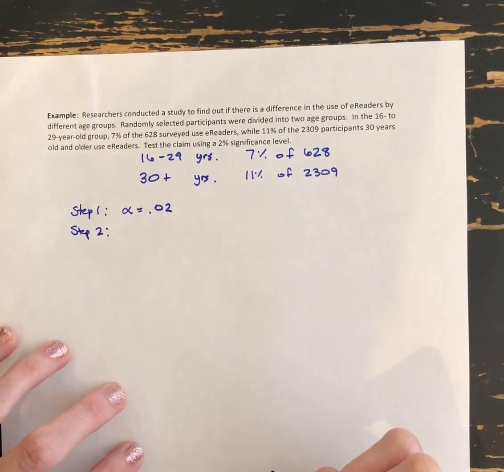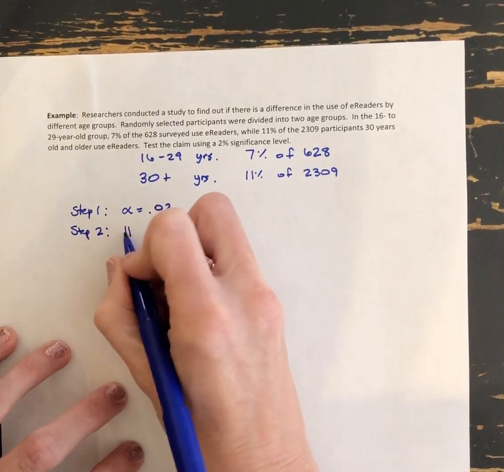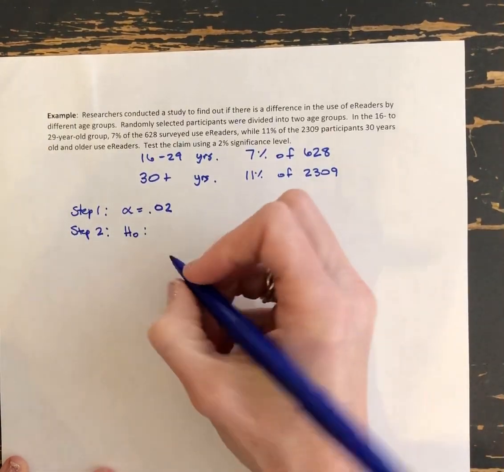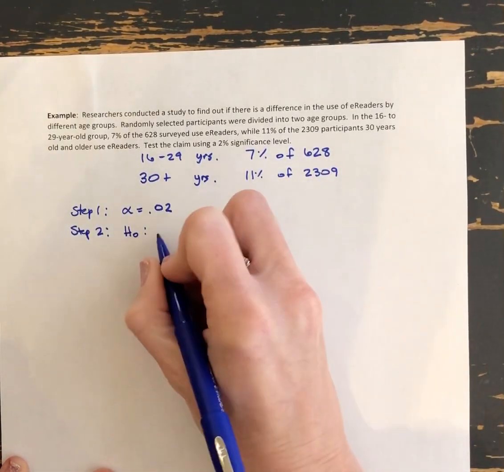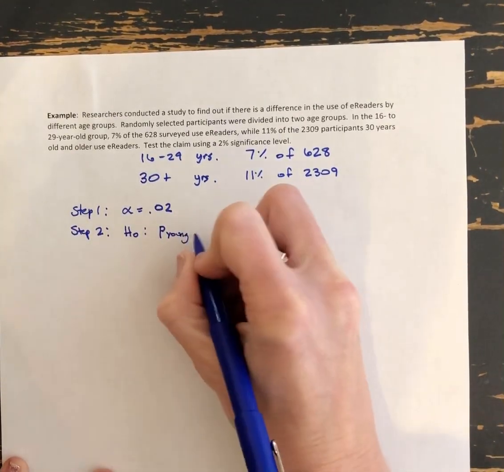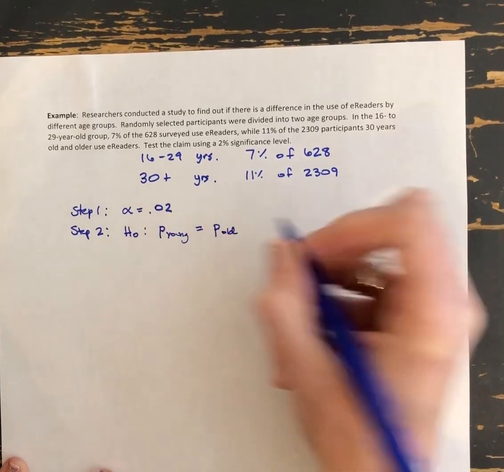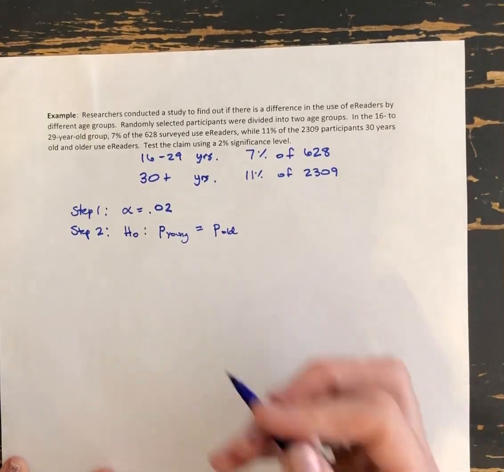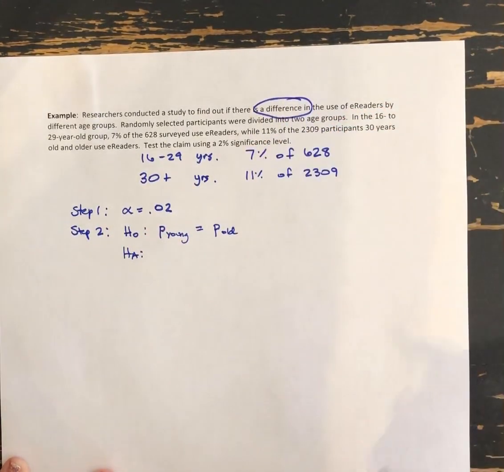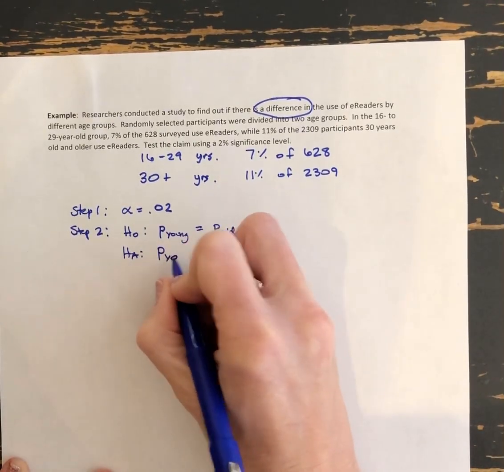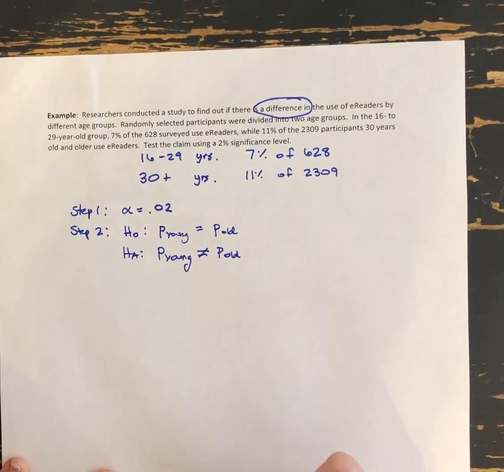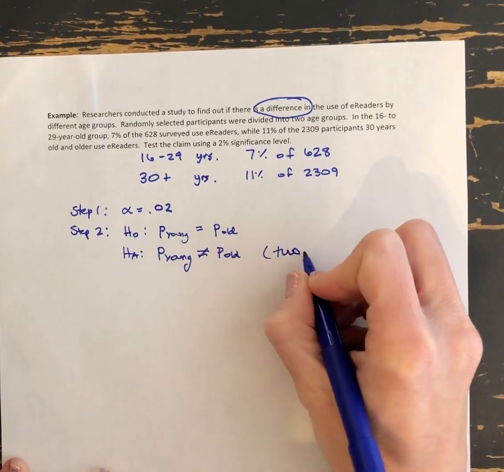And our next step is going to be to state our hypotheses. So our null hypothesis, if you remember from the previous page, was that the proportion for the first population was equal to the proportion for the second. So I'm going to call this P young equals P old for our younger group and our older group. And the alternative that we are testing here is just looking for a difference. So that's going to be a two-tailed. P young is just not equal to P old. Okay, so two-tailed test.